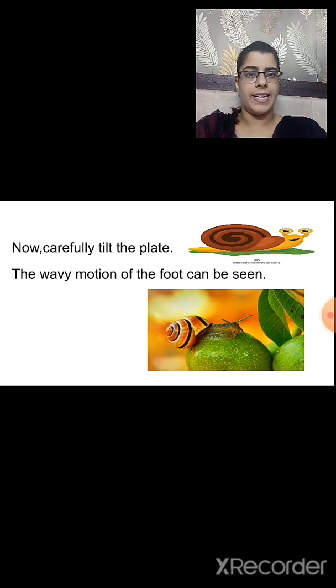Now carefully tilt the plate. The wavy motion of the foot can be seen. So how does the snail move? The wavy motion of the foot can be seen.